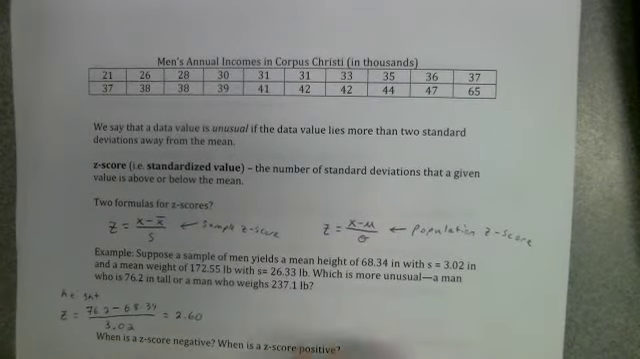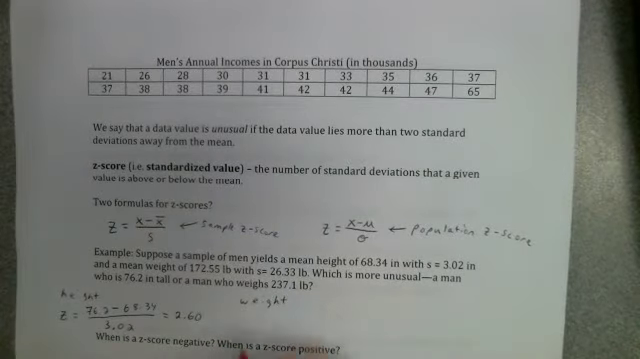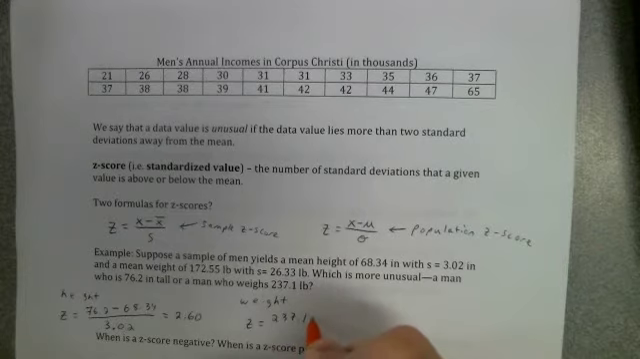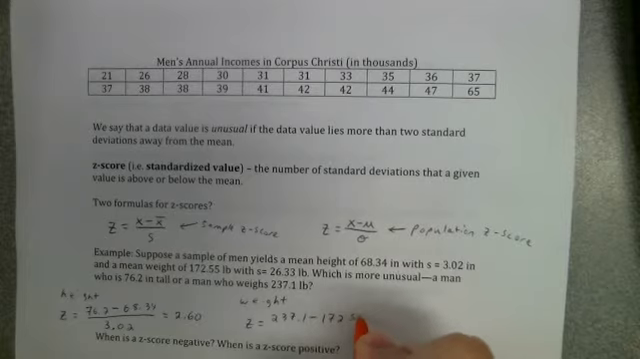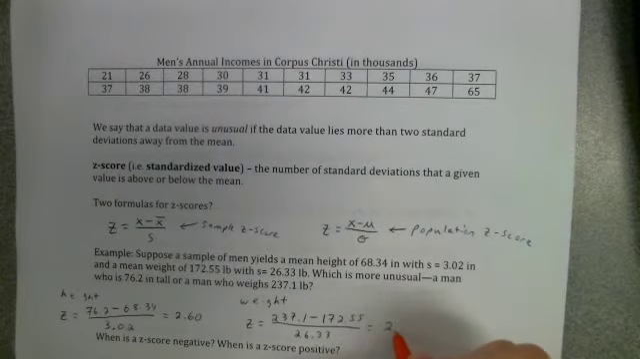All right, now for weights. Find a z-score. z equals 237.1 pounds minus 172.55 pounds, divided by 26.33 pounds. If you do that, you get 2.452.